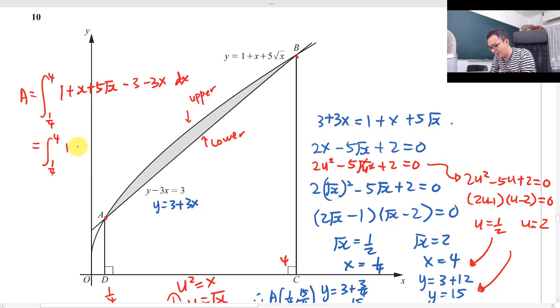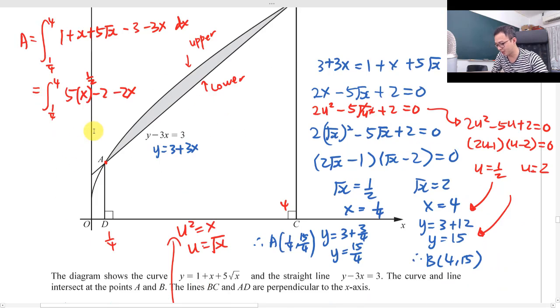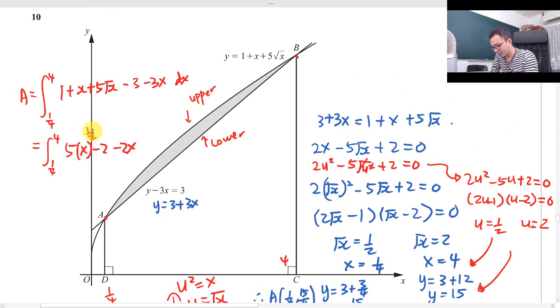So this is 1 minus 2x, and oops, sorry. This is 5 square root x minus 2 minus 2x. Alright, so square root x, I prefer to write it as x to the power half because I want to do the integration here. So yeah, I have a lack of space here, so I just try my best.